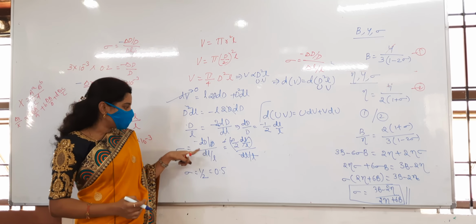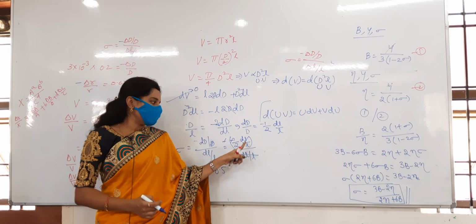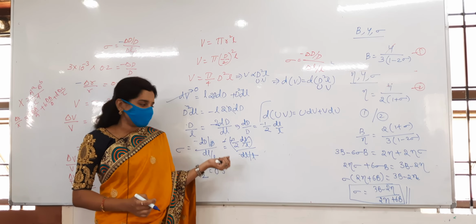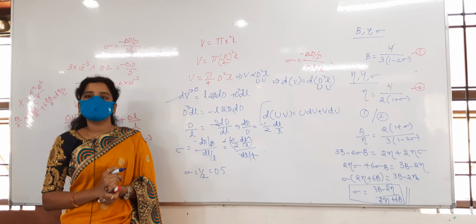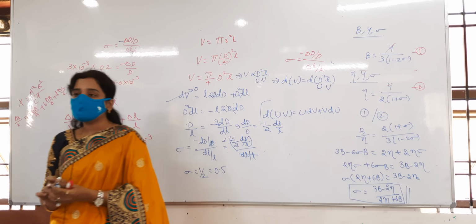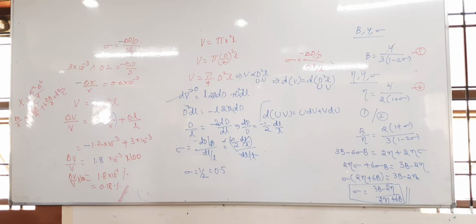But here minus is already there in the formula. So minus of minus becomes how much? Plus. Delta L by L gets cancelled. What is remaining here? Just 1 by 2 is remaining. 1 by 2 value is how much? 0.5. If you don't do this problem again, you will not remember this one. You cannot understand it even. You have to practice that on paper.